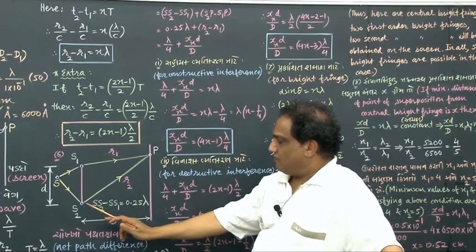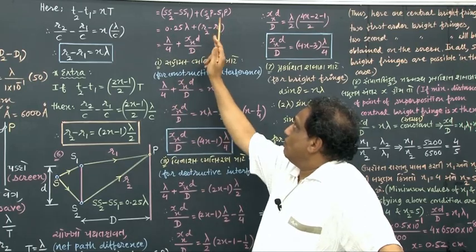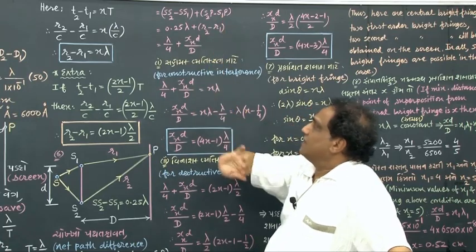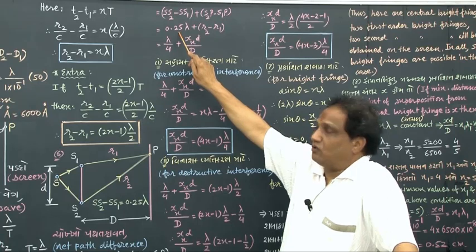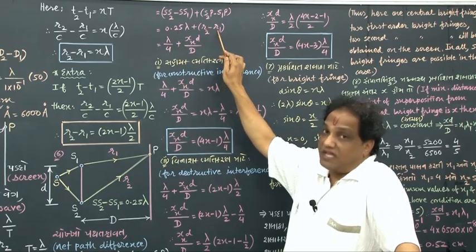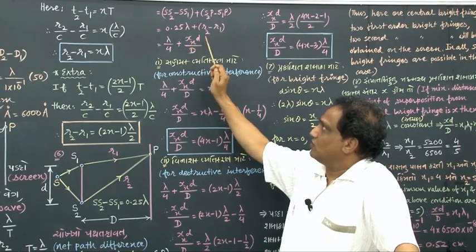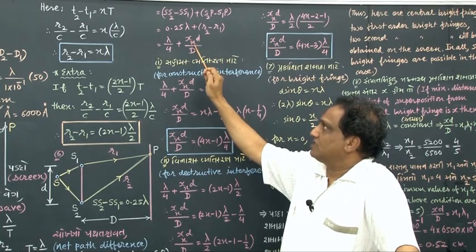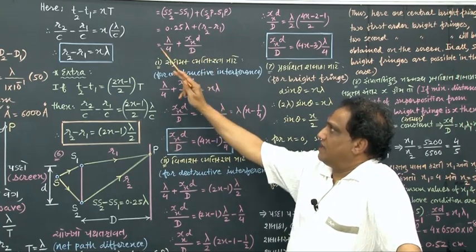What is S2P? It is R2. S2P is R2 minus S1P, and S1P is R1. Now tell me, 0.25 means what? 0.25 means 1 by 4 into lambda, that is lambda by 4. And you know path minus path is path difference, and that path difference is xd upon D, x into small d upon capital D. Instead of x I am putting xn, and you must write it below x because it is a suffix. And now this is the net path difference.